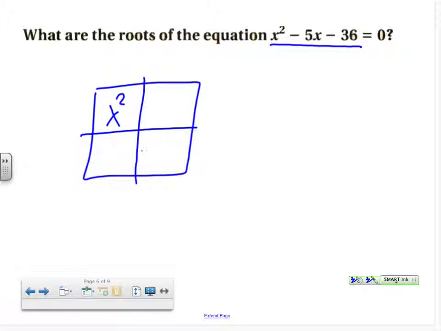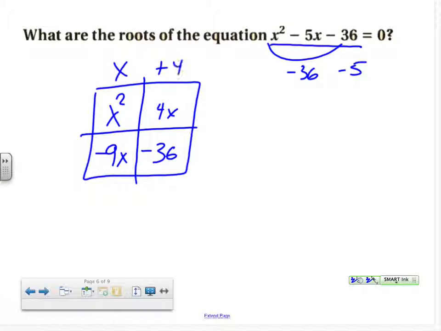We go x squared, we go negative 36. How do we multiply to get negative 36? Add to get negative 5. Be systematic. Go through your list. You're going to see it's negative 9x and 4x. Then we'll go through. We got x plus 4 across the top, x minus 9 down the side. So our factored form is x minus 9, x plus 4 equals 0.